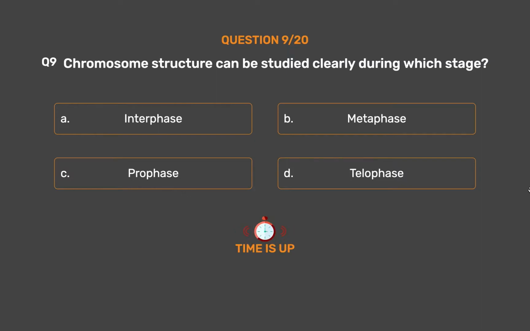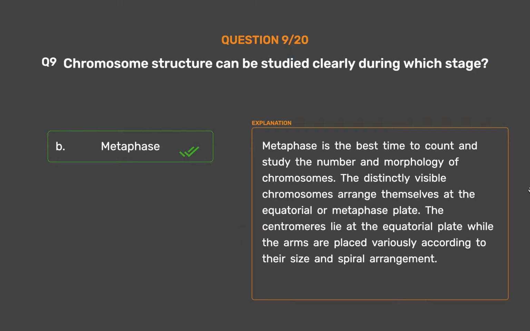The correct answer is option B. Metaphase. Metaphase is the best time to count and study the number and morphology of chromosomes. The distinctly visible chromosomes arrange themselves at the equatorial or metaphase plate. The centromeres lie at the equatorial plate while the arms are placed variously according to their size and spiral arrangement.